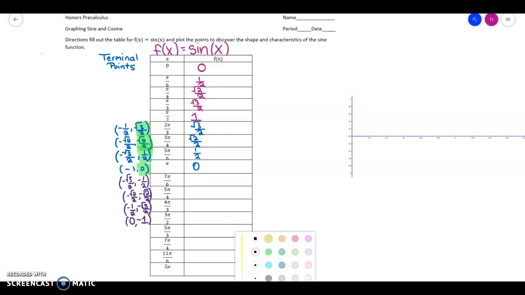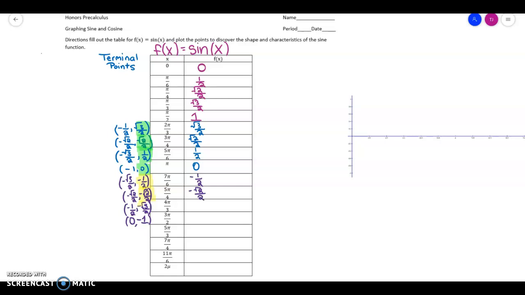Looking at all of our terminal points in quadrant 3, we're going to use the same technique, right? If I want the sine of 7 pi over 6, I want my y value at 7 pi over 6. So I'm going to go ahead and say sine of 7 pi over 6 is negative 1/2. Sine of 5 pi over 4, my y value at 5 pi over 4 is negative square root of 2 over 2.